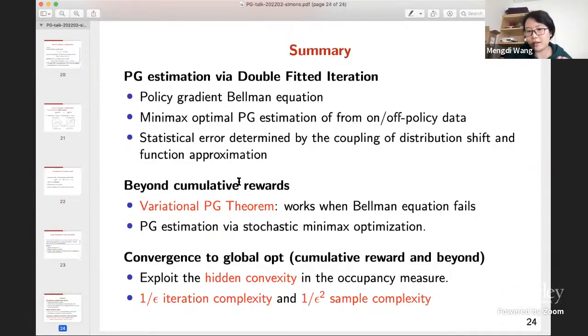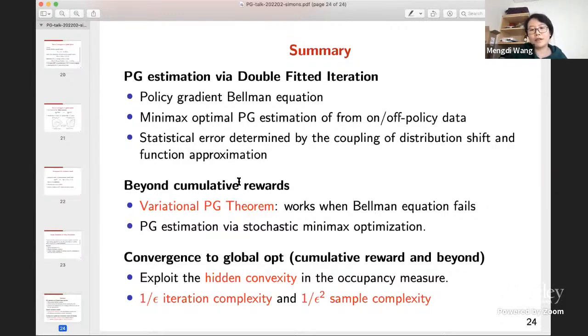And the error bound is determined by a particular divergence quantity that describes how distribution shift is coupled together with the function class. So the better function class we use, definitely we have smaller error, even if we could have very big distribution shift in the original state action space.